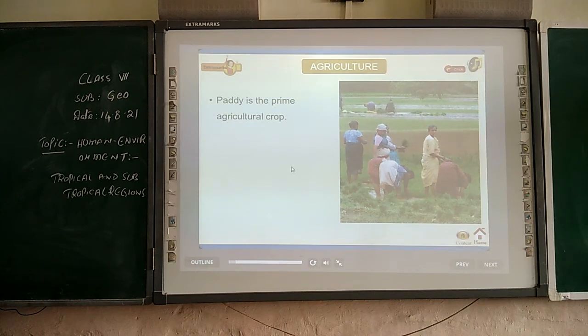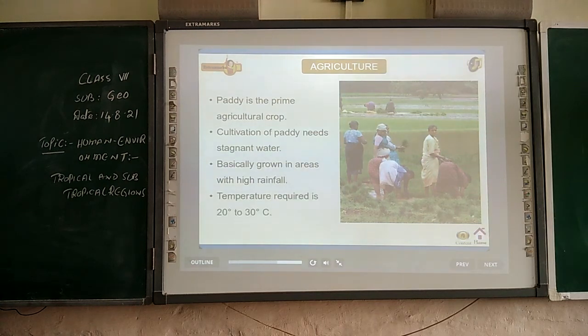Agriculture. Paddy is the prime agricultural crop. If you see this basin, take agriculture, and rice is the most important crop. That is the most important cereal crop, I can say. Paddy is the prime agricultural crop. Cultivation of paddy needs stagnant water. It is basically grown in areas with high rain. The temperature required is 20 to 30 degrees Celsius. So rice always requires these climatic conditions.